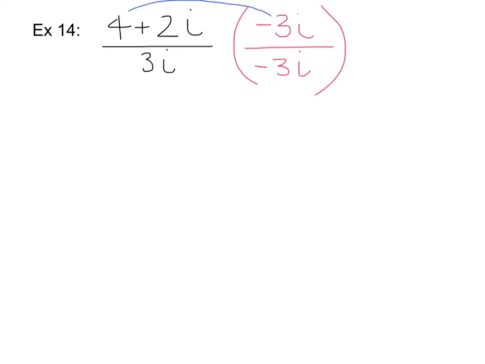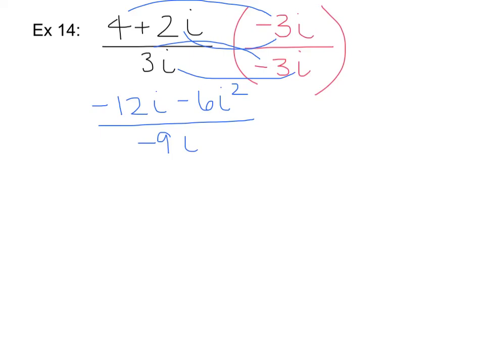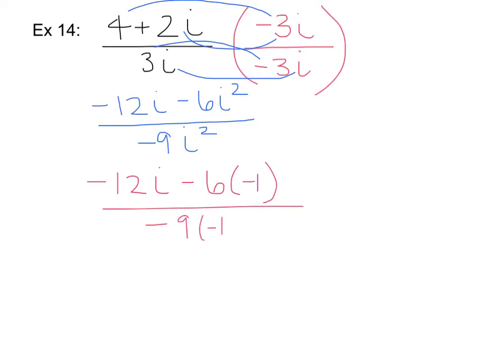So we're going to take 4, and we're going to multiply it by negative 3i, and we get negative 12i. We're going to take 2i and multiply it by negative 3i, and we get negative 6i squared. In the bottom, normally I could use my shortcut, but it looks a little different, so we're going to take 3 and we're going to multiply it by negative 3, and we get negative 9. i times i, and we are going to get i squared. Okay, I'm going to replace all my i squareds with negative 1, so that's going to give me negative 6 times negative 1, divided by negative 9 times negative 1.